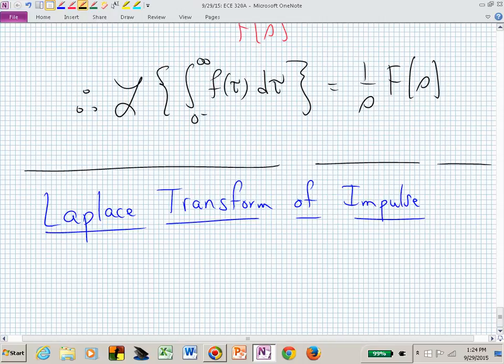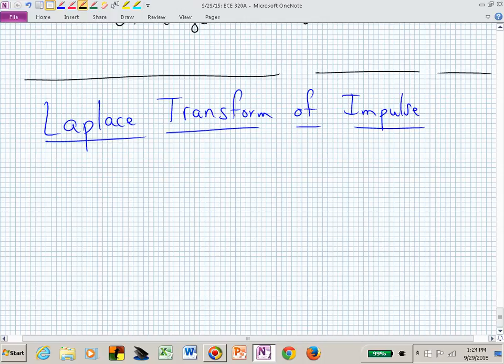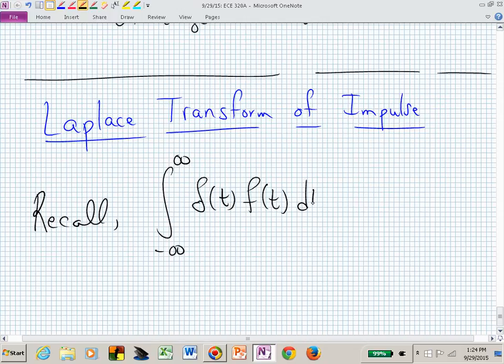Let's now move through this Laplace transform of an impulse. I'm going to ask you to recall some fact. If I now integrate from time minus infinity to infinity the impulse times f of t, what's that going to give me for an answer? Did you see this in calculus? Did you play with any impulses? Maybe not, but let's think through what's happening.